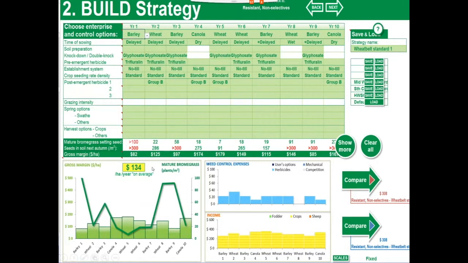The big feature here, and what people really like to focus on, is this average gross margin figure. That's the average over this 10-year period, in this case $134, based on some assumptions we've made about the crop price. So you're focusing on this profit figure, but you can also see tracking the brome grass seed numbers over time, or plant numbers in this case. And you can see how much it varies given the different treatment options we've got here.